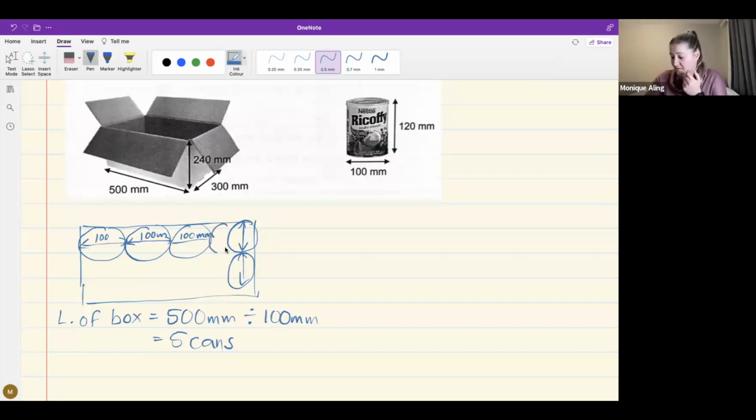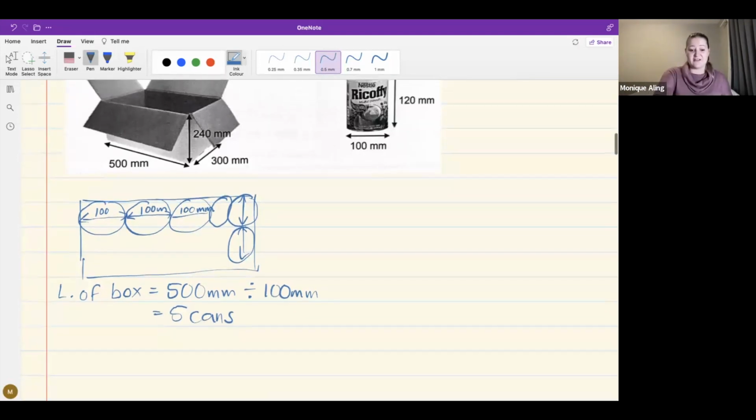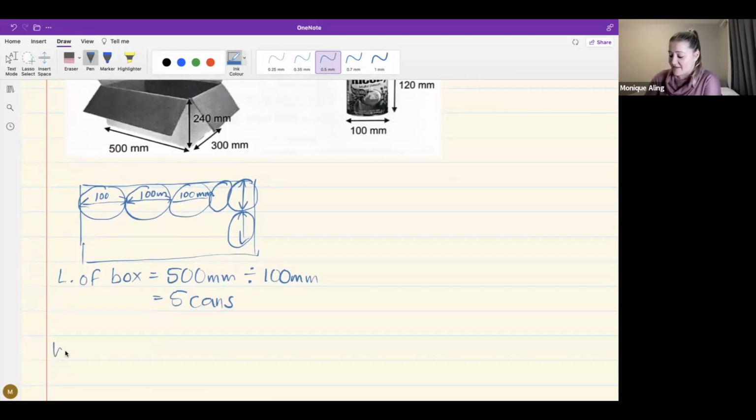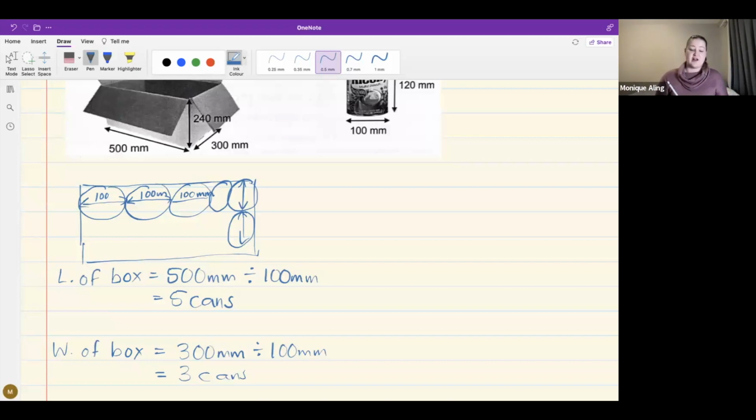So almost got the picture. Okay, I then work out how many cans fit along the width of the box. So I take the width of my box, which is 300, divide by the diameter, which means 3 cans can fit along the width.